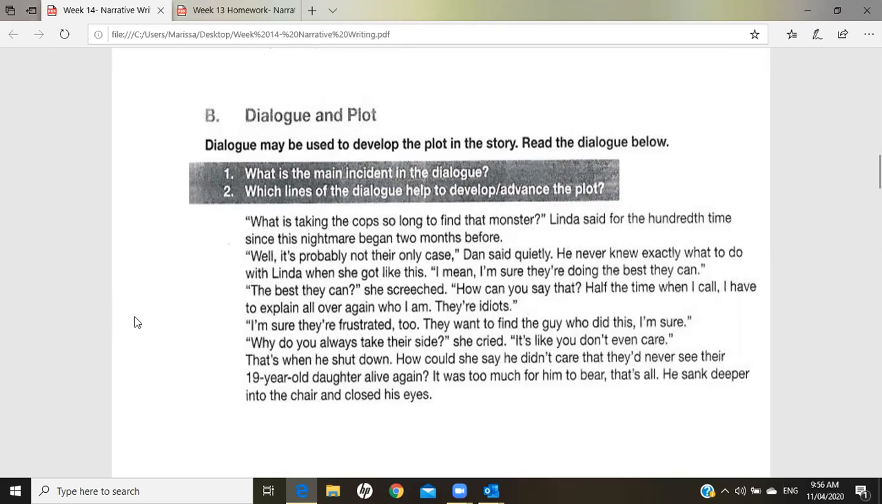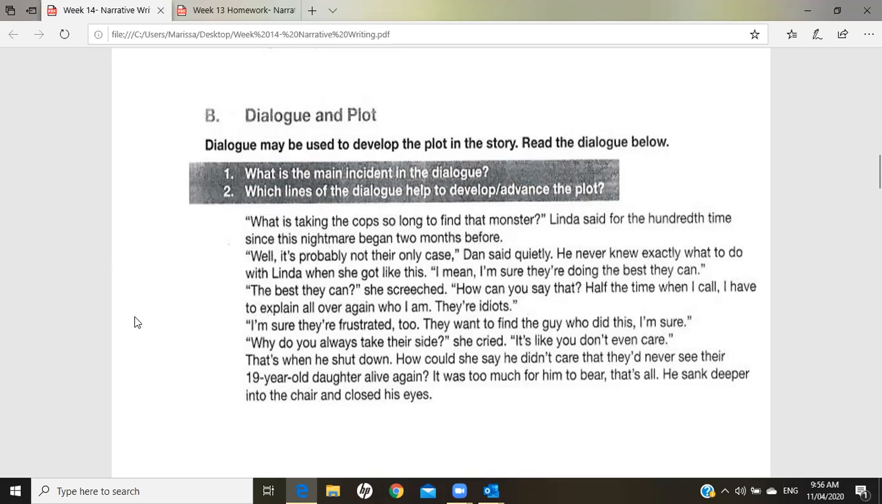Yes, Linda was frustrated. Yes, Linda is extremely frustrated. She kept calling over and over, and it's the same situation. She keeps explaining to the cops and nothing is being done. Good. So Linda is extremely frustrated because time is going by. She wants to see her daughter. The cops are not taking her seriously. And how does Dan feel about the situation? How is he responding to the situation?